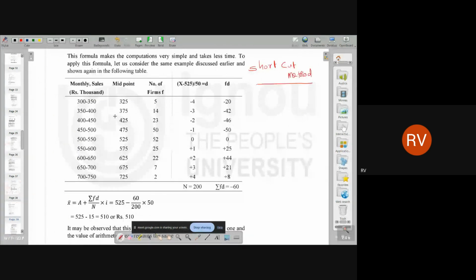Then there is also another method. This method is called the shortcut method. By using the shortcut method, it is easy to find the arithmetic mean. If the observations or classes in the question paper are very big values, then we use the shortcut method.